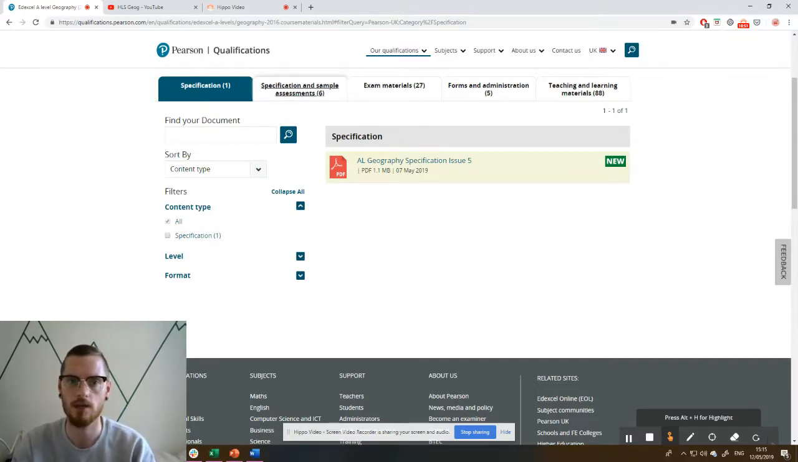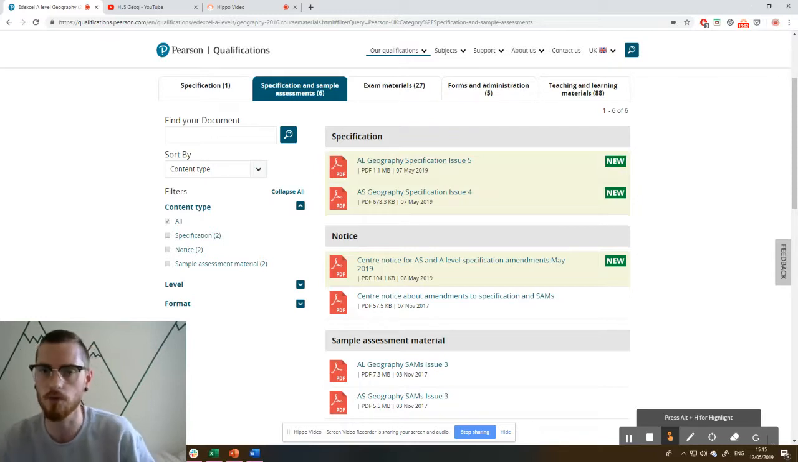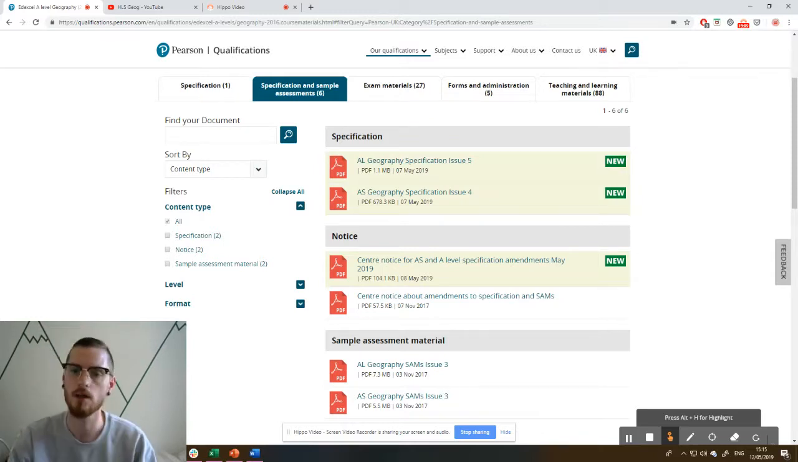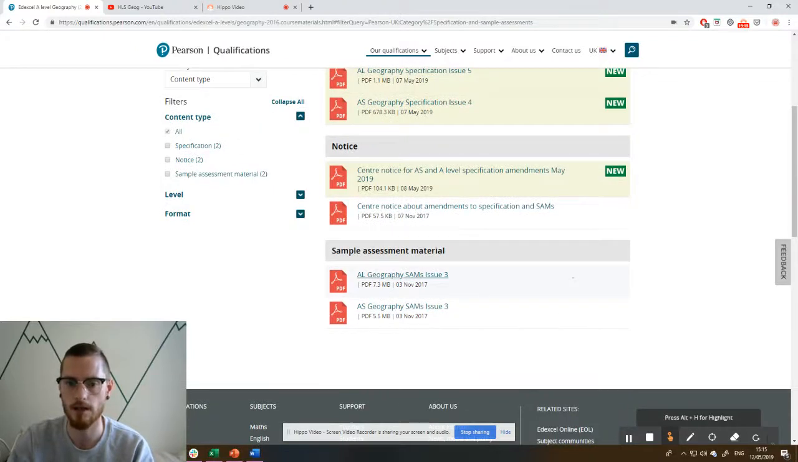Now, if you go to specification and sample assessments, here you can find the specifications. You can download that, put it in your folders, save it electronically for your own reference. I know some of you like highlighting or referencing the specification as you go along, especially for revision purposes and for referencing the spec on your cue cards, your revision cards. Down the bottom here, you can see the sample assessment material for A-level geography. If you're looking for a mock paper or a past paper to complete at home, you can access this. You can do it. The mark scheme is there as well.